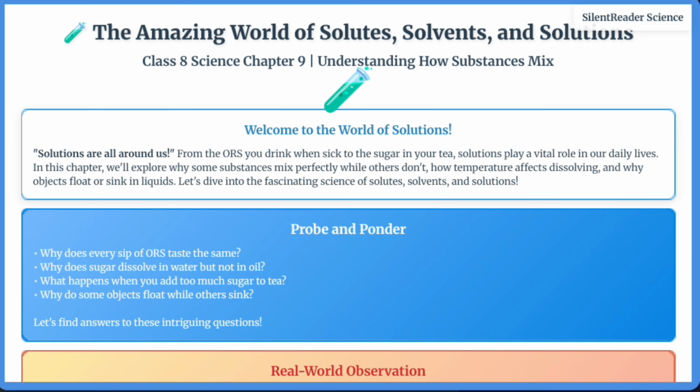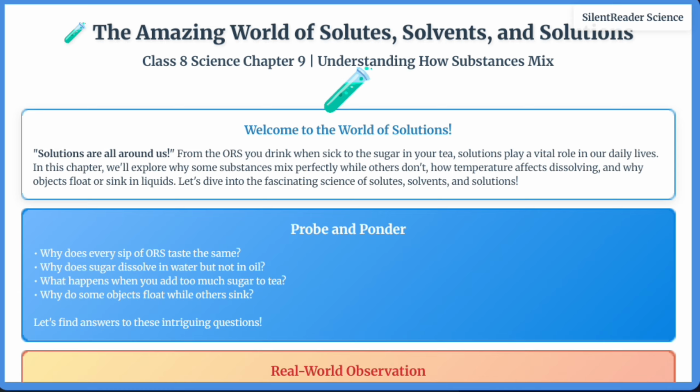Welcome to Chapter 9 of Class 8 Science, the Amazing World of Solutes, Solvents, and Solutions. In this fascinating chapter, we'll explore why some substances mix perfectly while others don't, how temperature affects dissolving, and why objects float or sink in liquids.